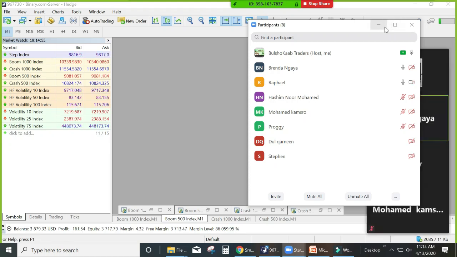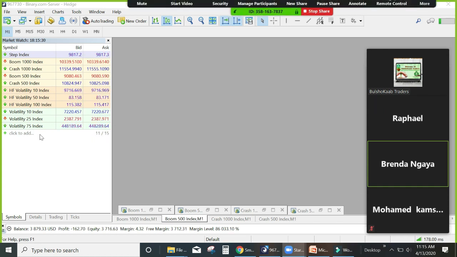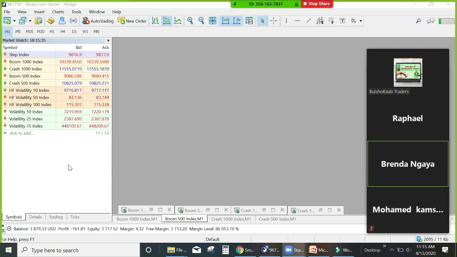Okay. Guys, we have this market. We use step index, boom, crash, and also HF, the high frequency volatility, like 10, 50, or 100. These ones, the HF volatility, as I explained earlier, they are moving fast. They move fast, and we need them. How we can benefit, how we can get a profit, and we also need how we can make analysis on all volatilities, on all indices market.